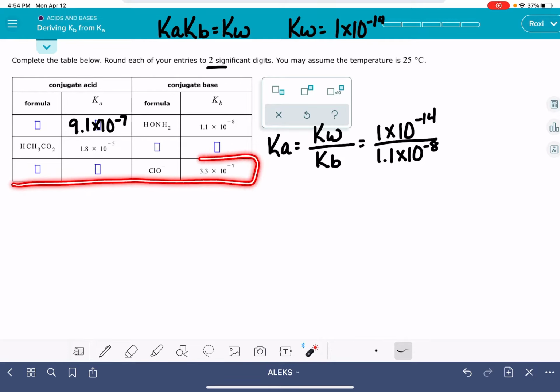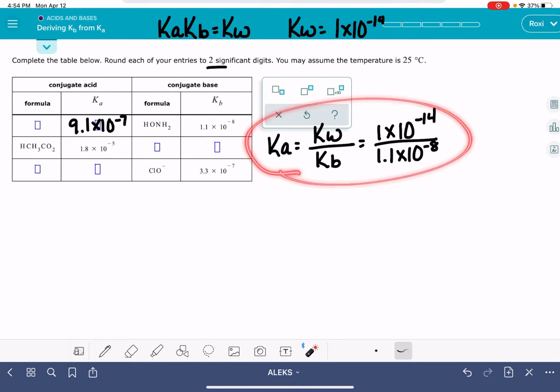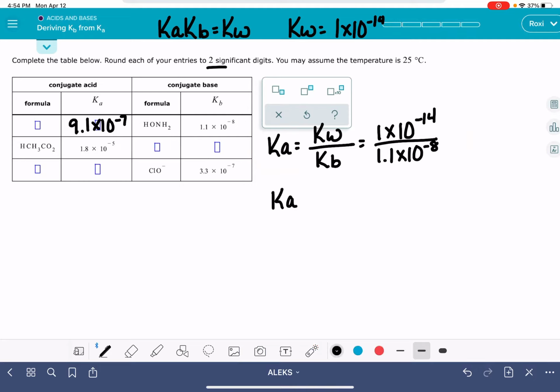The third set of data, third piece of information down here is a really similar problem. Again, we have a Kb and we're being asked to calculate a Ka, so we're going to do the exact same thing. Again, we're going to use Kw, 1 times 10 to the minus 14, and divide that by the provided Kb, 3.3 times 10 to the minus 7. The biggest mistake that I see students making here, in fact, actually the only mistake that I really see students making here, is just flip-flopping those numbers, doing Kb divided by Kw, for example. So just make sure that you're getting the problem set up correctly. The answer is 3 times 10 to the minus 8.